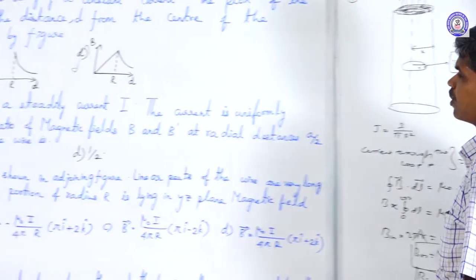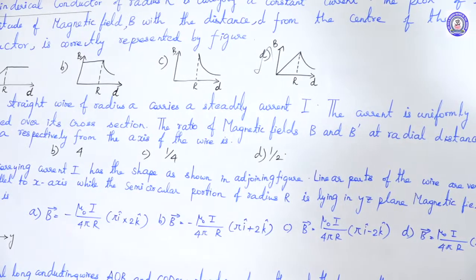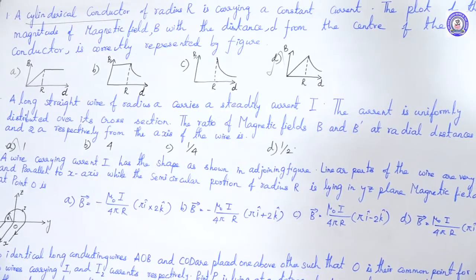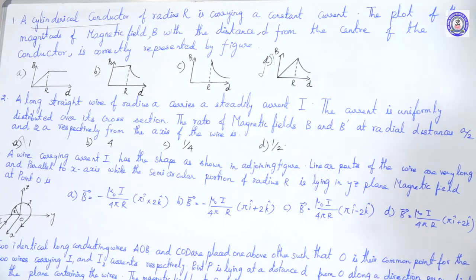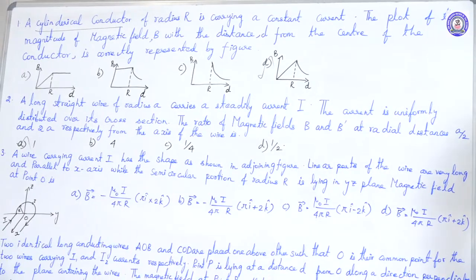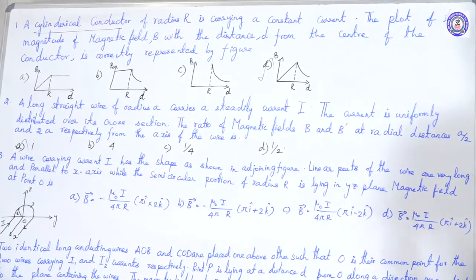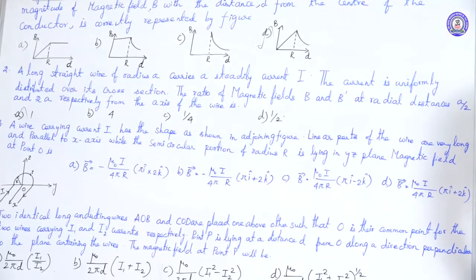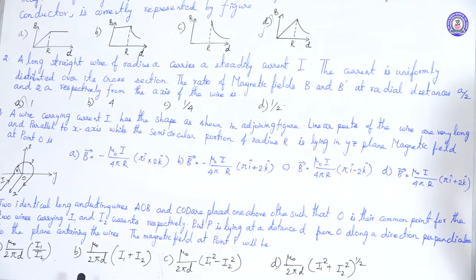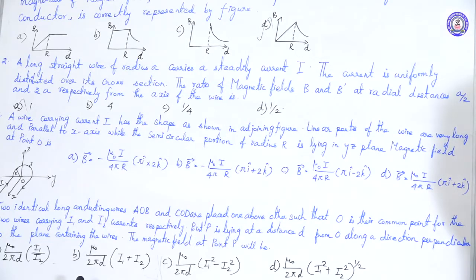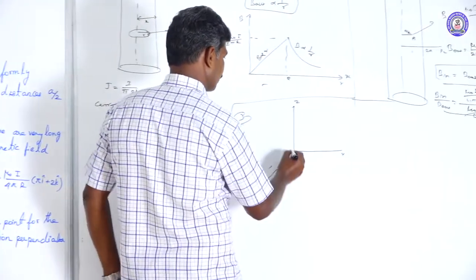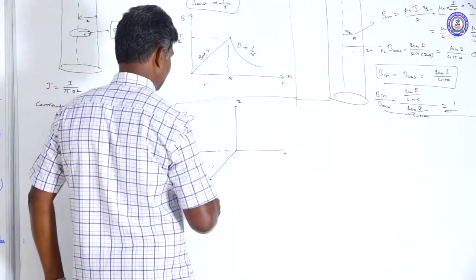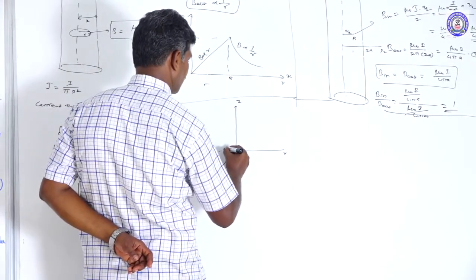Next, a wire carrying a current I has the same shape as shown in the adjoining figure. The figure is represented in a three-dimensional manner, so we have a diagram with X, Y and Z axes. Our conductor is in a certain shape as shown in the figure.